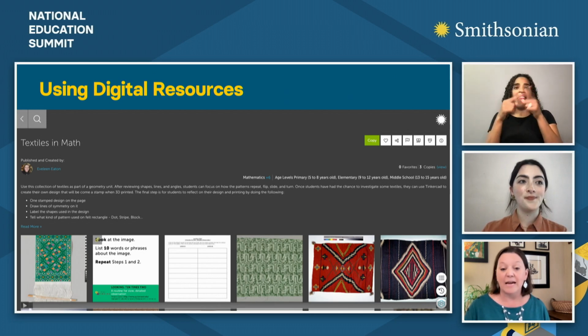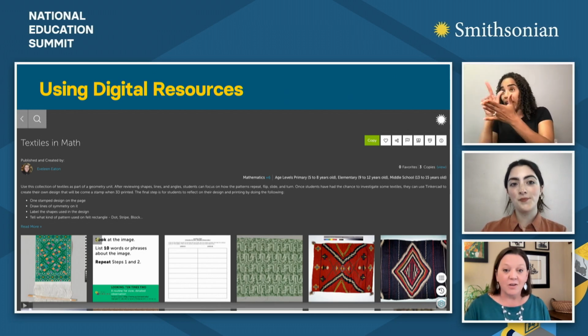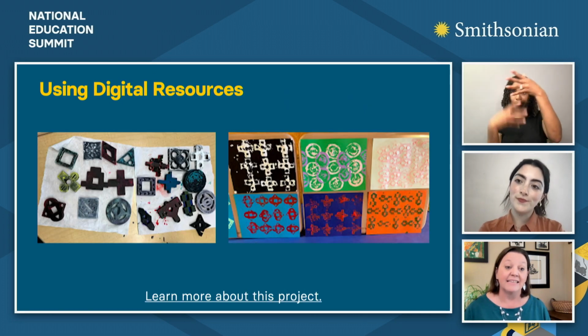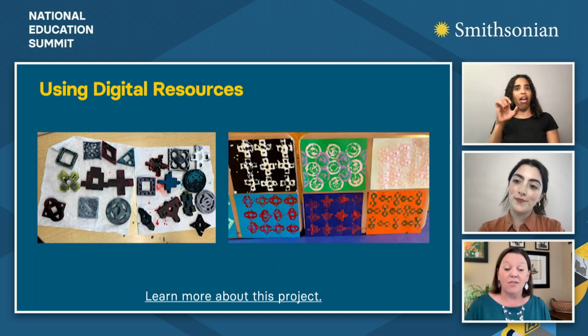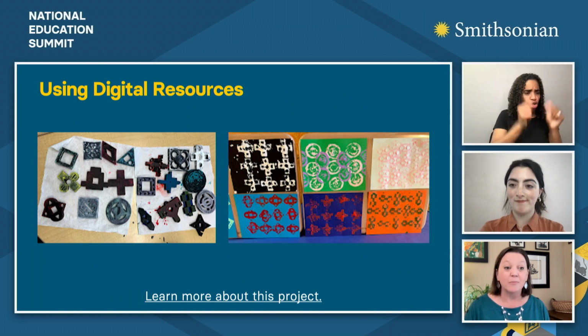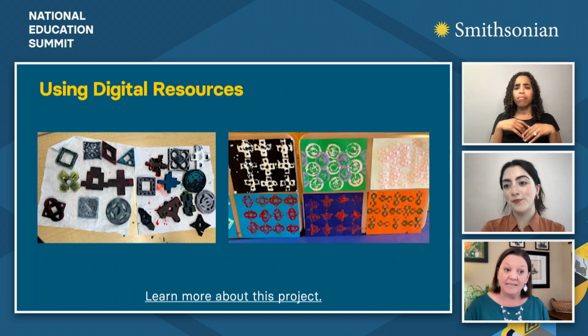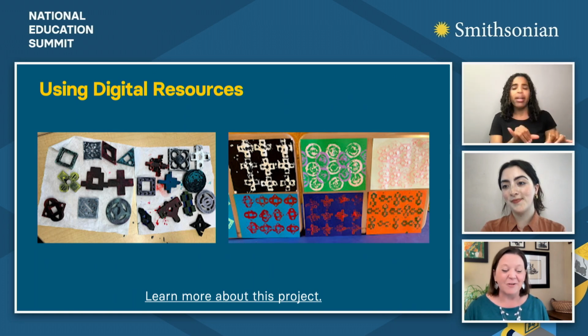So we start in the Learning Lab and then we go offline. So if you go to the next slide, we took that collection of textiles and then we thought about the shapes and lines and angles and symmetry a little bit more as we were looking at them in those textiles. We made our own objects that had symmetry in them and other things that we were looking at.